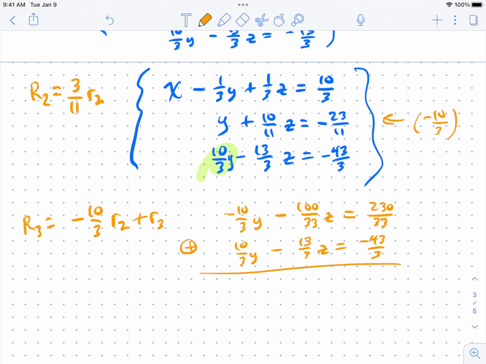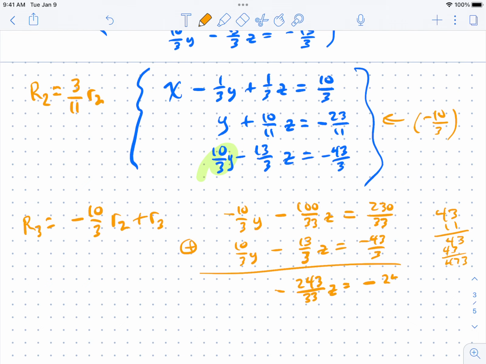Yay. Now adding negative 100 over 33 and then minus 13 over 3, I would have to use a common denominator of 33. 13 times 11 is 143, so it would be a negative 243 over 33z. Yeesh. Oh, lovely. Okay, so this one we have to make 43 over 3 into a common denominator of 33, which means that has to be a 473, negative, plus the 230.